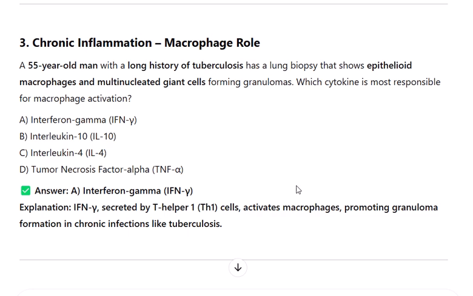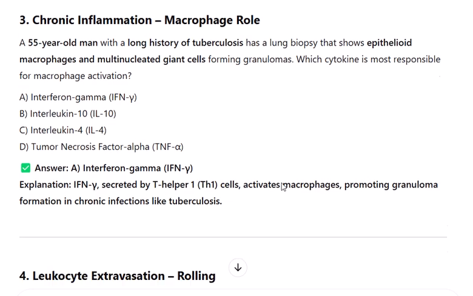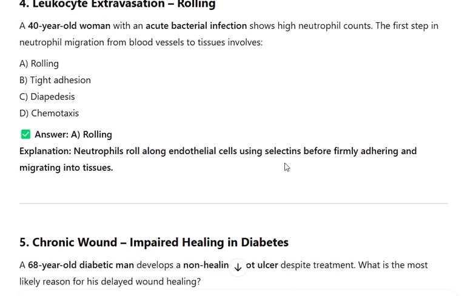4. Leukocyte extravasation. A 40-year-old woman with an acute bacterial infection shows high neutrophil counts. The first step in neutrophil migration from blood vessels to tissues involves A. Rolling, B. Tight adhesion, C. Diapedesis, D. Chemotaxis. Explanation. Neutrophils roll along endothelial cells using selectins before firmly adhering and migrating into tissues.